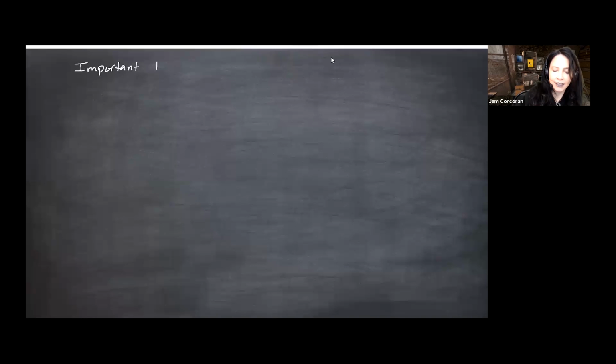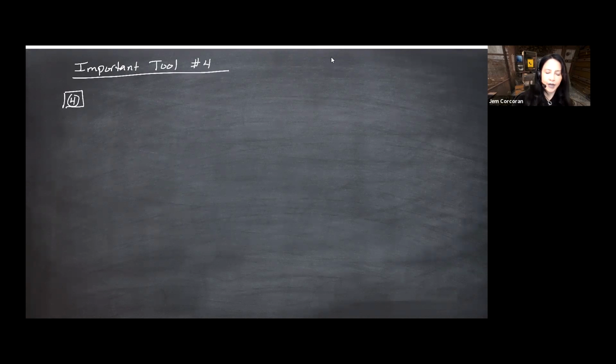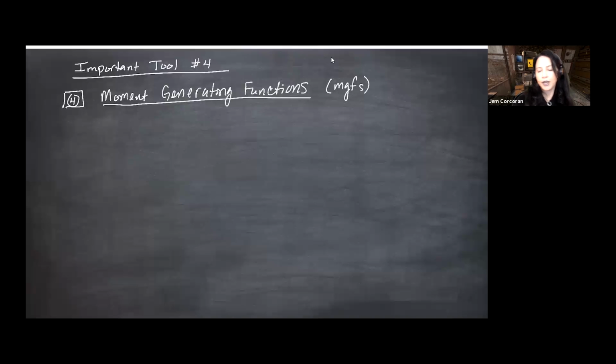So we are in the final, fourth, important tool for mathematical statistics. I am going to share my screen. Okay, so we are in important tool number 4, following the notation, this is 4 in a circle in a box. And this is about moment generating functions, which I just barely got to define last time. If you see MGFs, that's going to be moment generating functions.